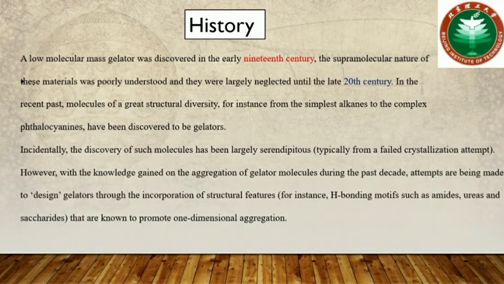Now history. A low molecular mass gelator was discovered in the early 19th century. The supramolecular nature of these materials was poorly understood and they were largely neglected until the late 20th century. In the recent past, molecules of great structural diversity, for instance from the simplest alkane to the complex phthalocyanine, have been discovered to be gelators. Incidentally, the discovery of such molecules has been largely serendipitous. However, with the knowledge gained on aggregation of gelator molecules during the past decade, attempts are being made to design gelators through incorporation of structural features that are known to promote one-dimensional aggregation.